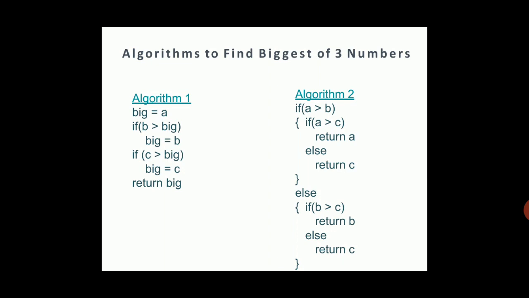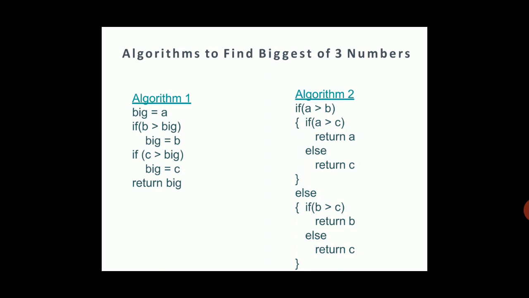Okay, then how to write algorithms 1 and 2. In the first algorithm, we set the variable big equal to a. That means we consider a as big. Then we check if b is greater than big. That means b is greater than a. If this condition holds, then the new big is b. Okay, and if c is greater than big, then big is c.